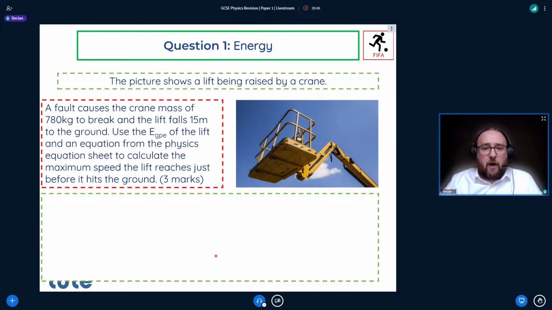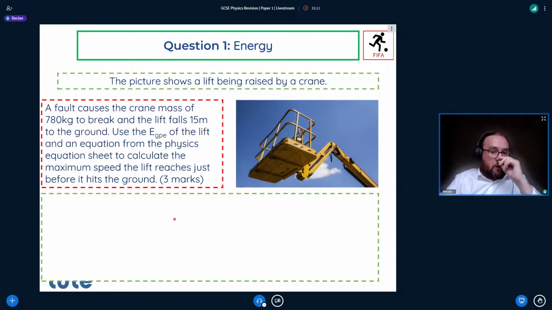Another question about our crane. So we're still looking at energy here. So a fault causes the crane with a mass of 780 kilograms to break and the lift falls 15 meters to the ground. Use the gravitational potential energy of the lift and the equation from the physics equation sheet to calculate the maximum speed the lift reaches before it hits the ground. So we know we're going to be having to do some calculating here.